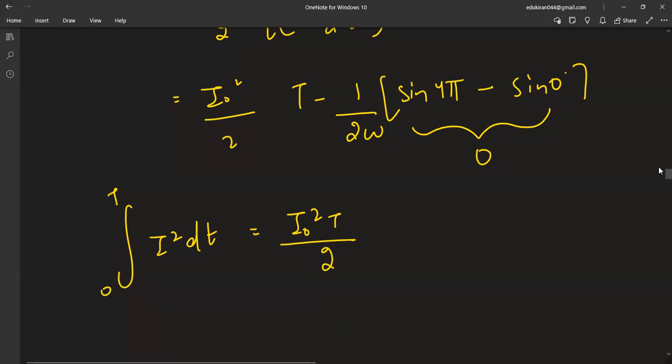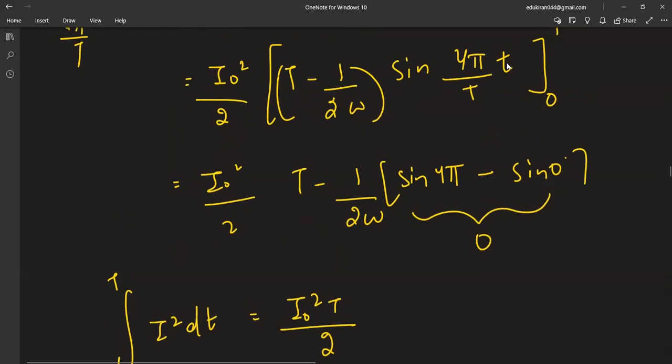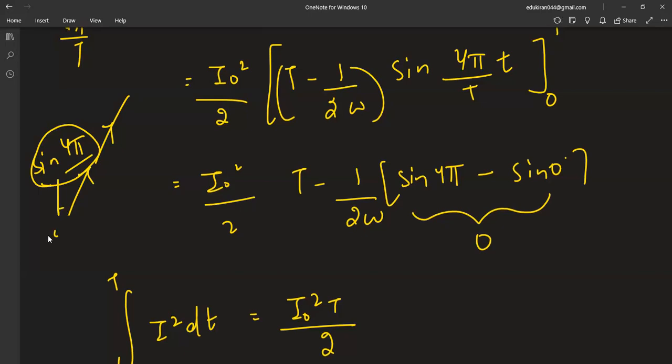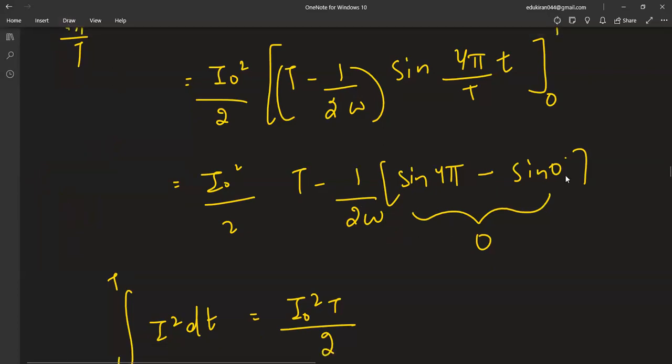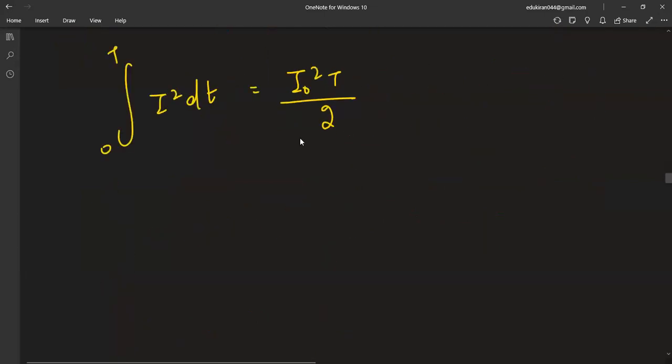See, in this step, we have one step before this, no? We have put the upper limit. That is sine 4 pi by T into small t. First the value of the upper limit we have put. So capital T and capital T will be cancelled. So we are left with sine 4 pi, which is 0. And second is 4 pi by T into 0. That is sine 0, so that is also 0. So 0 minus 0 is also 0, and 0 multiplied by 1 by 2 pi is also 0. So this entire bracket will become 0, right? This part will become 0. So what are we left with? I naught square T by 2. This is the value of this part.